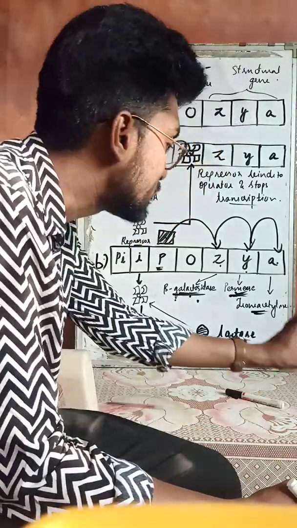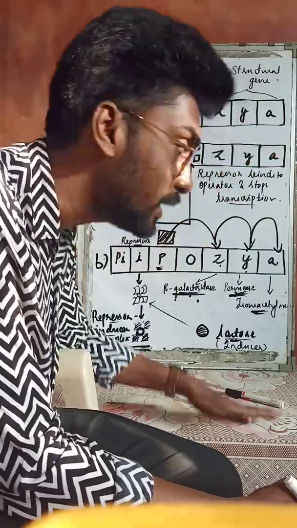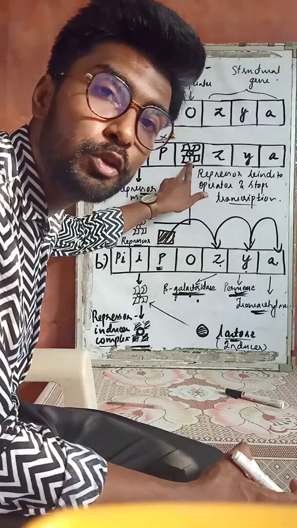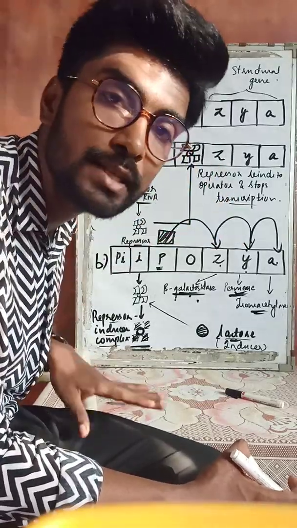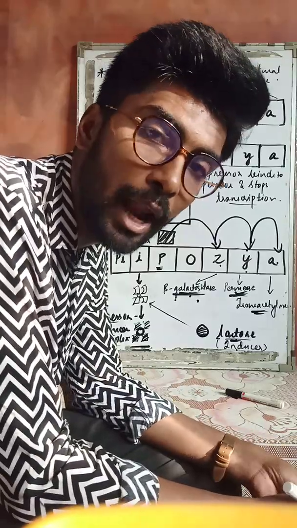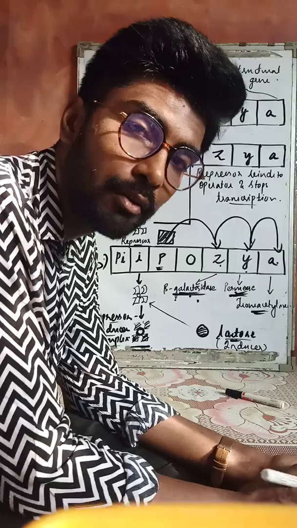It means that the cell is going to utilize the lactose. Again, the lactose will decrease. Again, the lactose is unavailable. Again, the repressor will go and bind to the operator and will stop the process of transcription. This switch on and off mechanism is called the Lac Operon. So, in this way, the Lac Operon system regulates in our body.